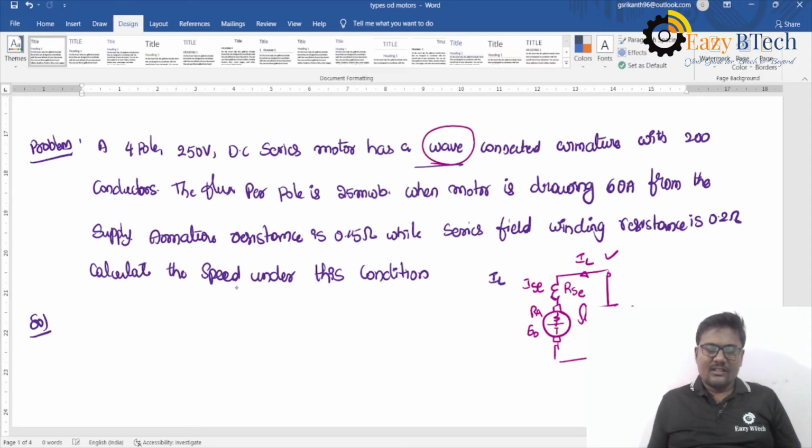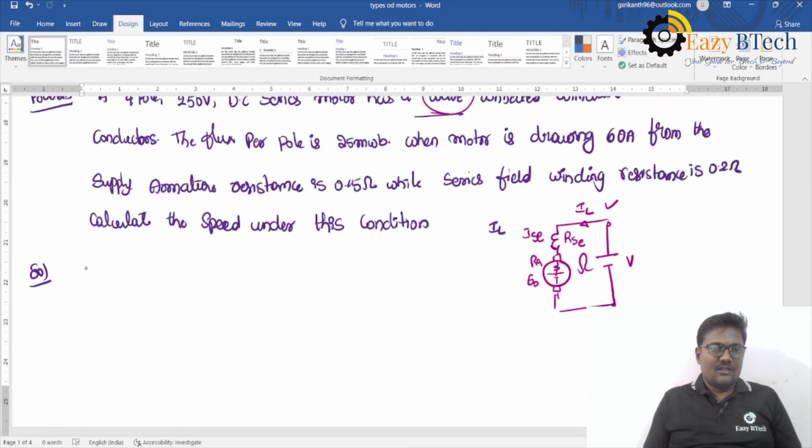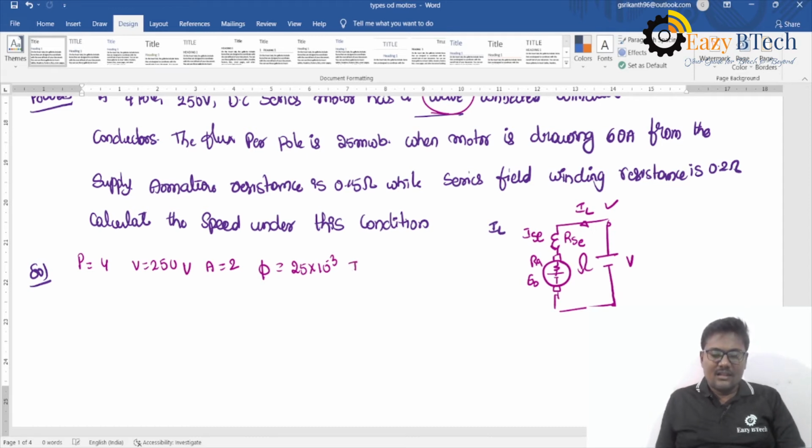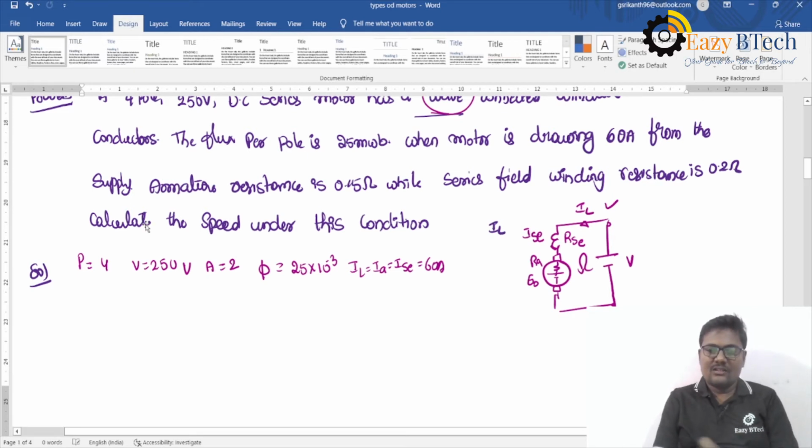Here it is given as wave connected. Wave connected means the number of poles is 4, voltage is 250 volts, and A is equal to 2. Wave means the number of parallel paths is 2. Flux per pole is 25 into 10 to the power of minus 3. When the motor is drawing 60 amperes, then IL is equal to IA is equal to ISC is equal to 60 amperes.